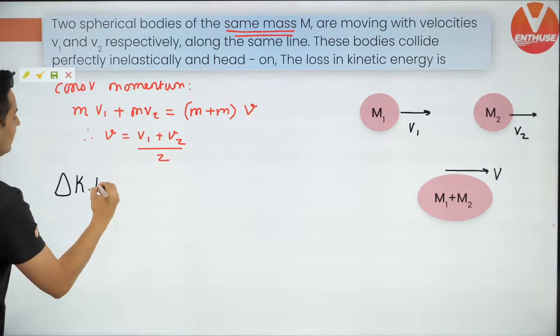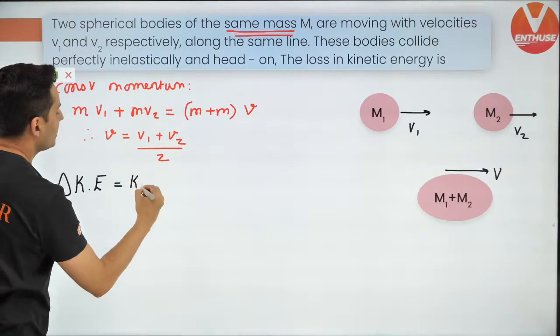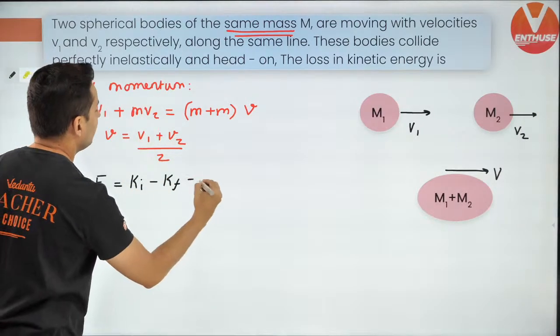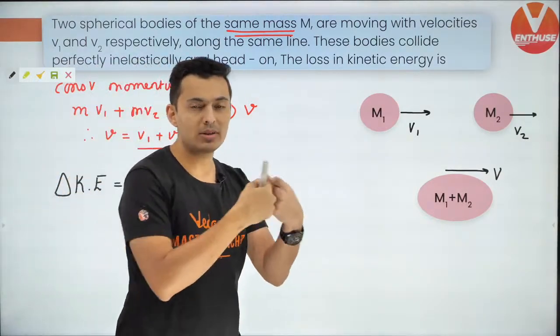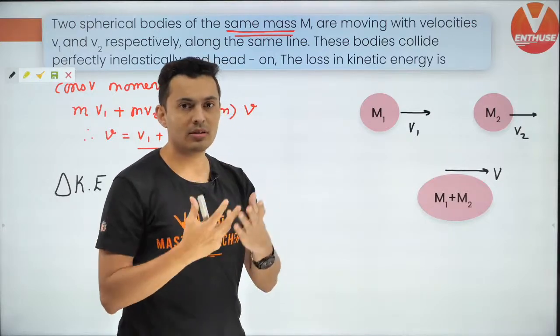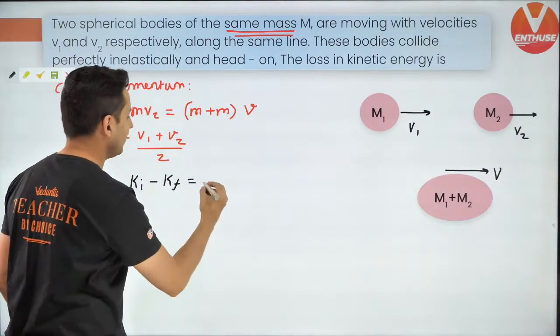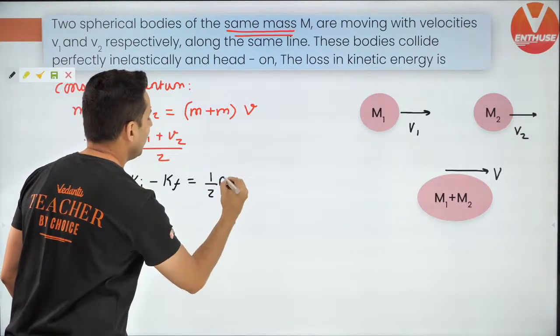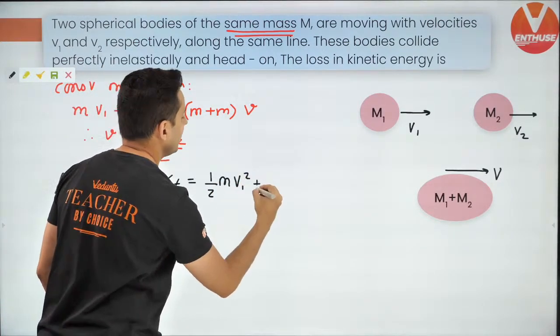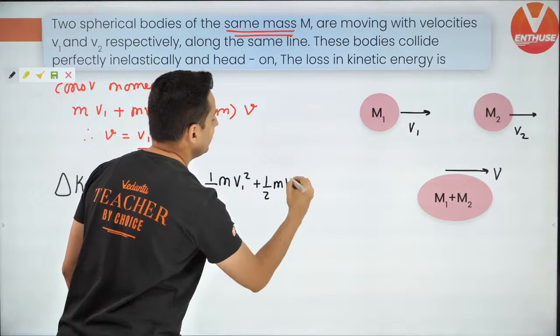Remember, the loss in the kinetic energy will be the initial minus final, because the bodies are going to lose some energy in this process of inelastic collision. So initial energy is going to be more than the final. And what is the initial energy? Half m v1 square plus half m v2 square.